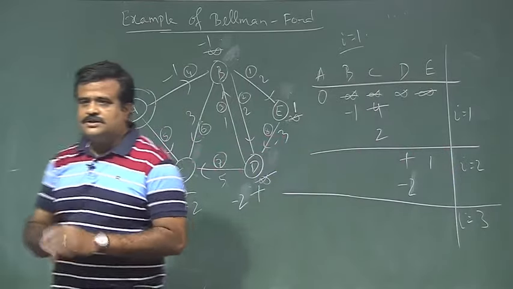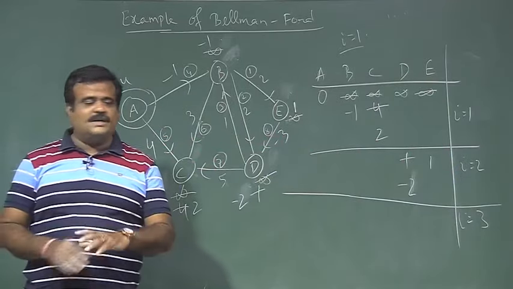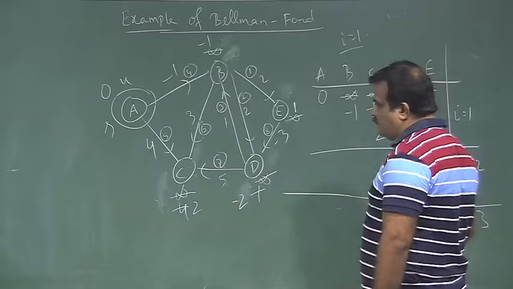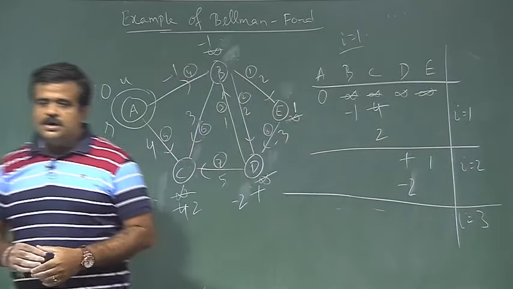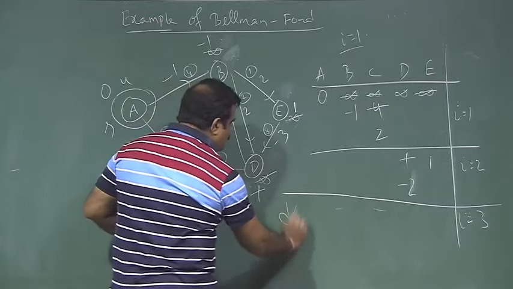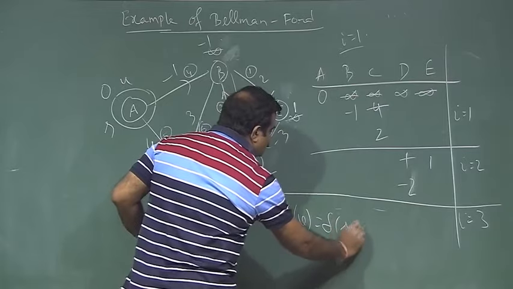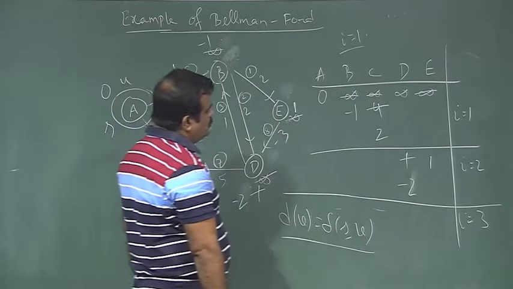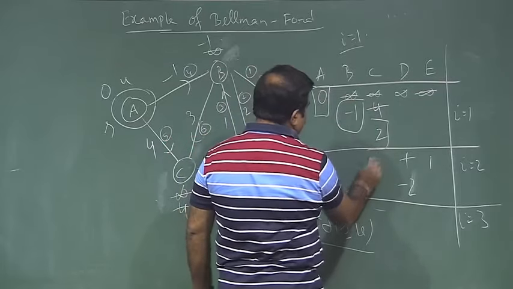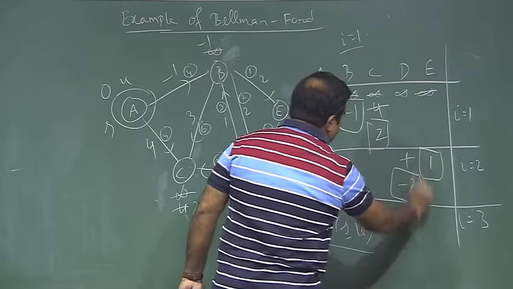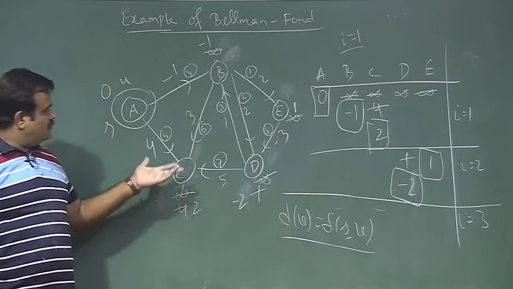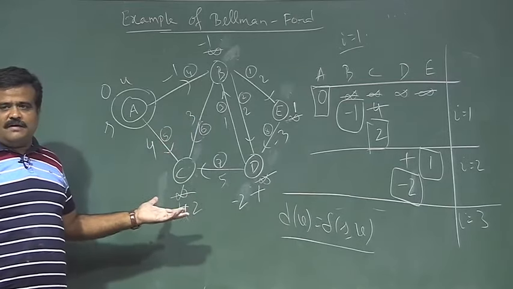Okay, so this is converging. There is no further change happening for i if we have another loop. So these distances are converging to the delta. Delta of v now becomes delta of s comma v. These are basically our deltas, the weights. That is converging because there is no negative cycle in this graph.